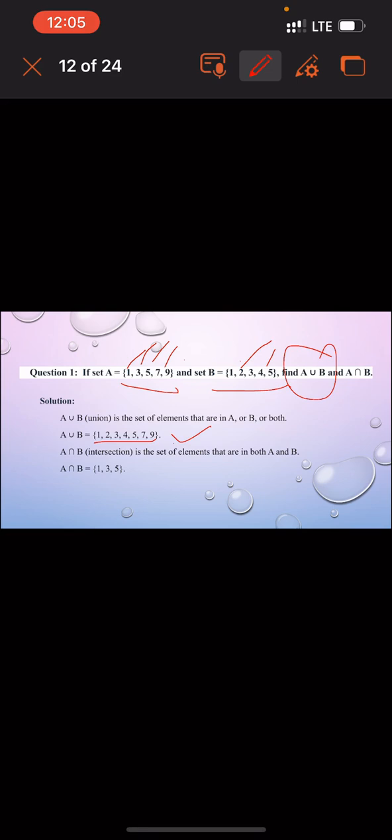A intersection B is the set of elements that should be in both A and B. So A intersection B equals, what are all the common elements? 1 and 1, 3 and 3, 5 and 5. These are all the common elements. So A intersection B is 1, 3, 5.